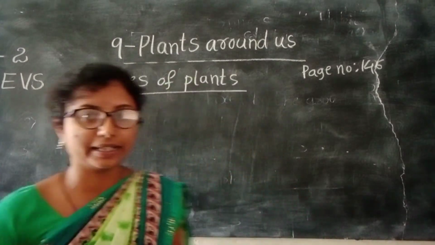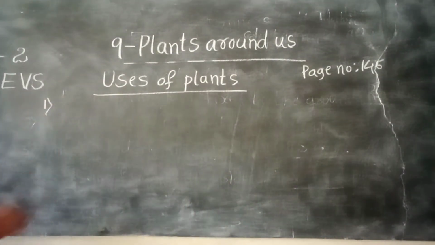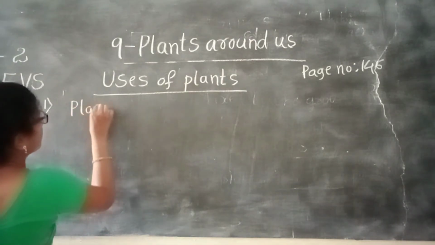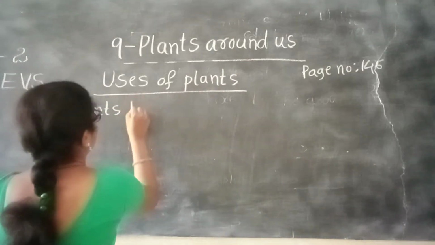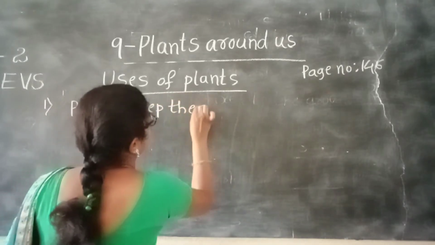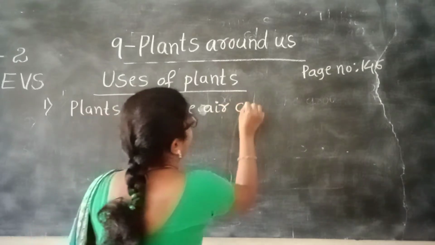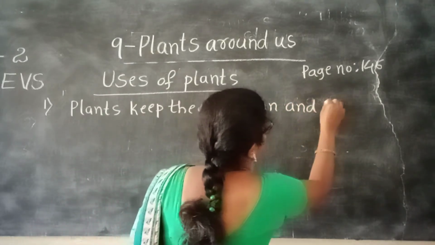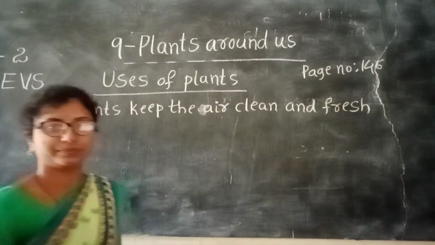Plants give us the air. Plants give us the oxygen. So plants keep the air clean and fresh.